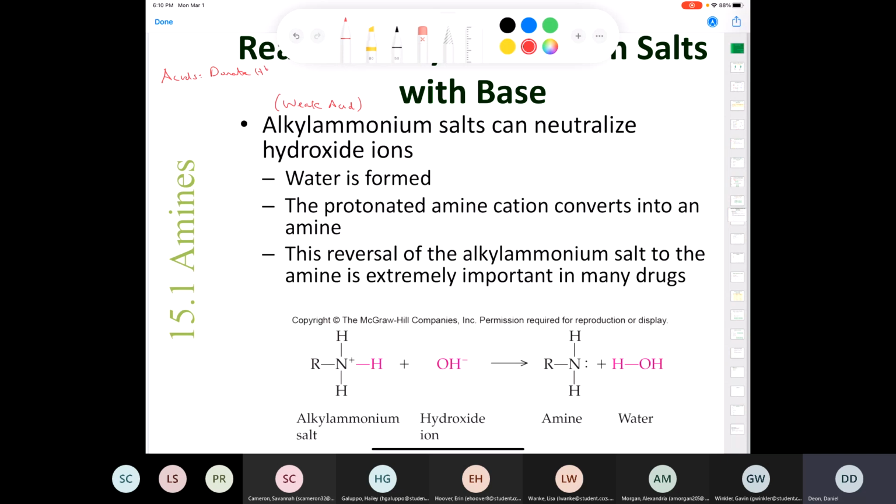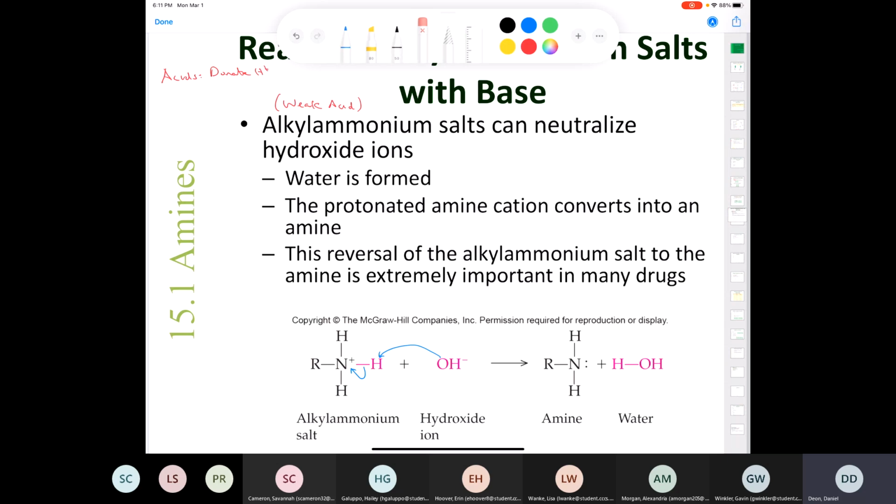Okay, so if we take an alkyl ammonium salt and we treat it with hydroxide, what's it going to do? The hydroxide is literally going to yank a proton from the alkyl ammonium salt, and this pair of electrons, where's it going to go? It's going to go back onto the nitrogen, like that, okay? So we end up with an amine and water.